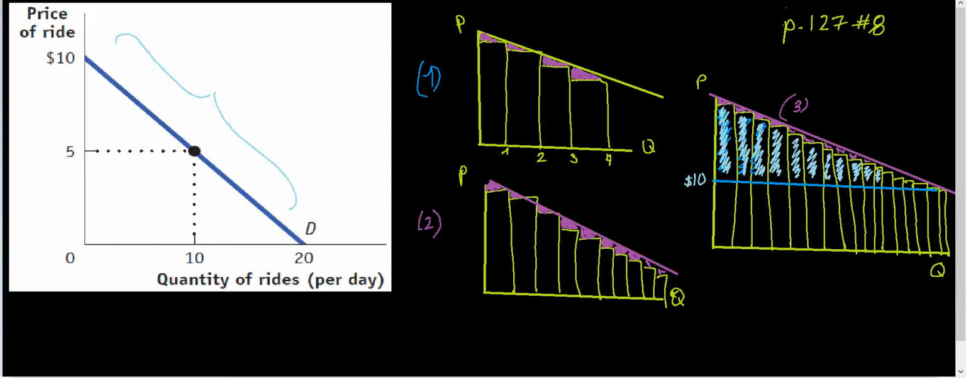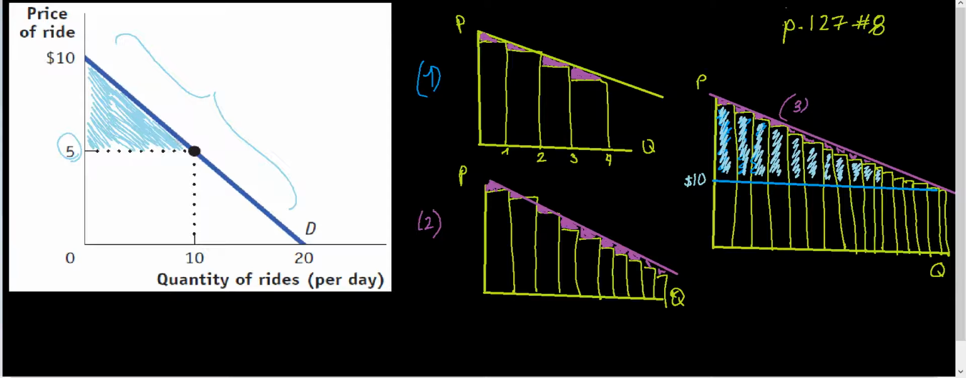So for instance, in this problem, we're told that this is an amusement park, and this is the price per ride. And we're told that the market price is $5 per ride, and we want to calculate the consumer surplus. Well, accordingly, the consumer surplus is now going to be this area between the demand curve and the market price. So we need to calculate the area of this triangle.